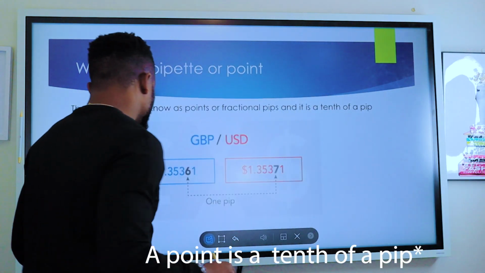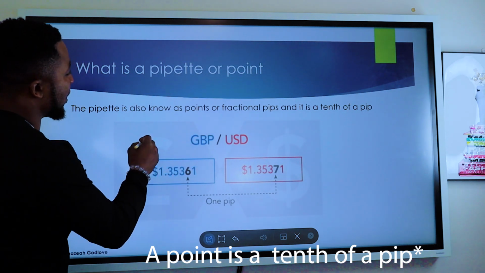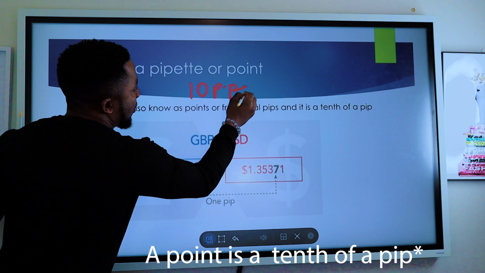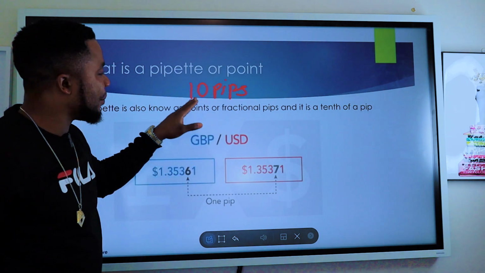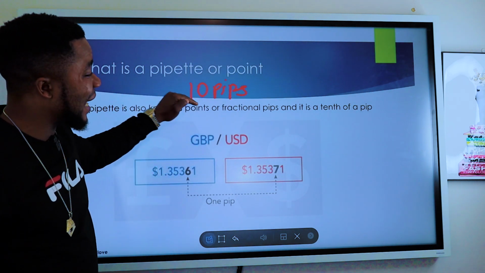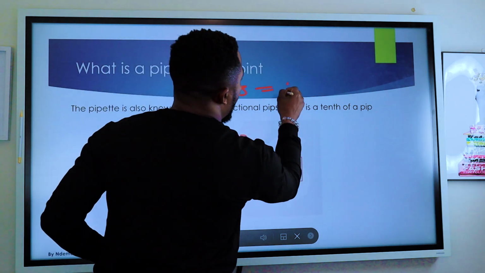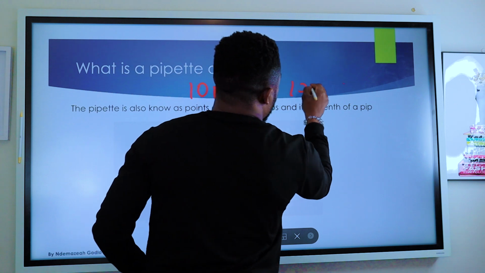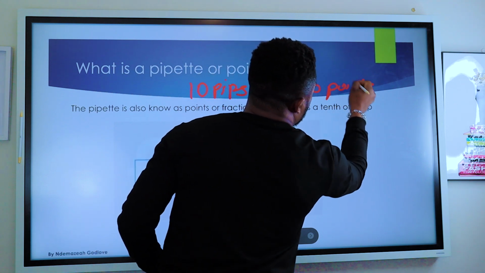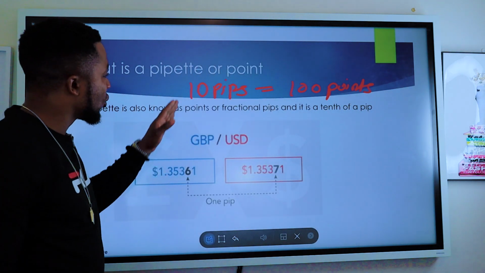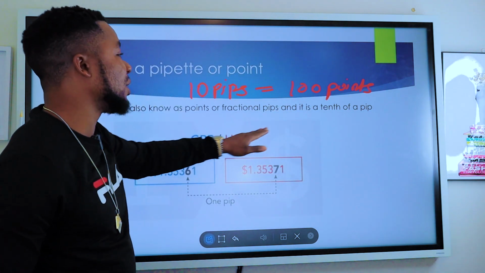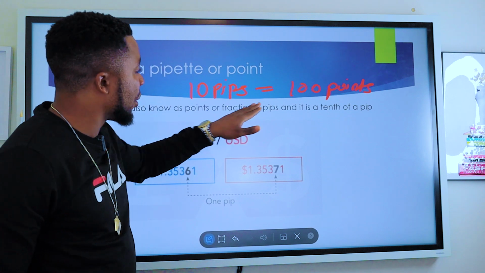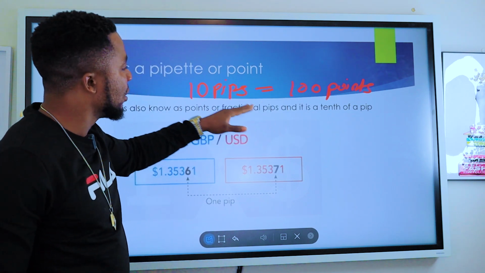So anytime they say 10 pips, and since a point or a pipette is a tenth of a pip, it means this will be equal to 100 points. So 10 pips is equal to 100 points. 1 pip is equal to 10 points, since it is said here very clearly that a pipette or a point is a tenth of a pip.